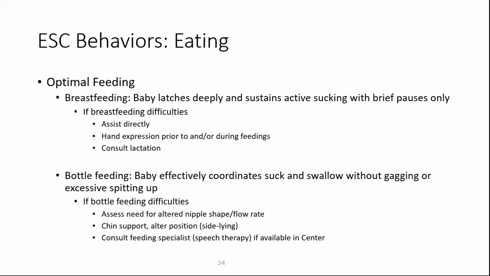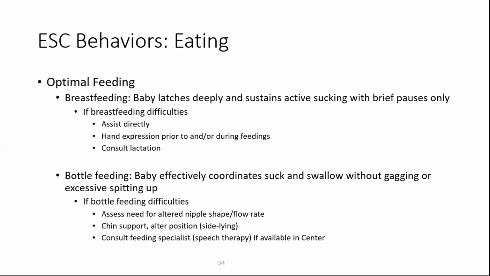So, like I said, optimal feeding for breastfeeding is that the baby's going to latch deeply and sustain active sucking with pauses only. If the baby has breastfeeding difficulties, you want to, of course, assist directly. Hand expression prior to and during feedings, and consult lactation. So anything to help these babies with their feedings.